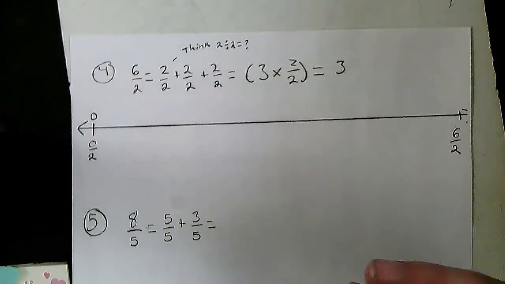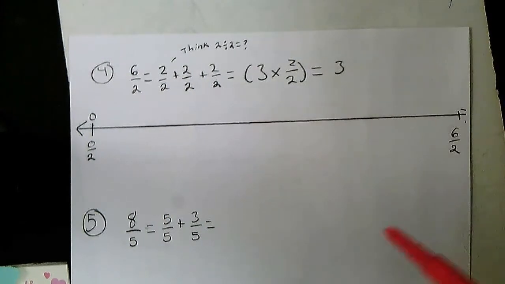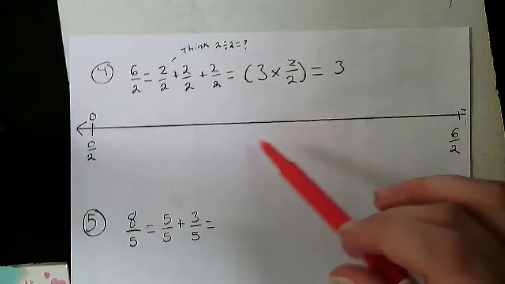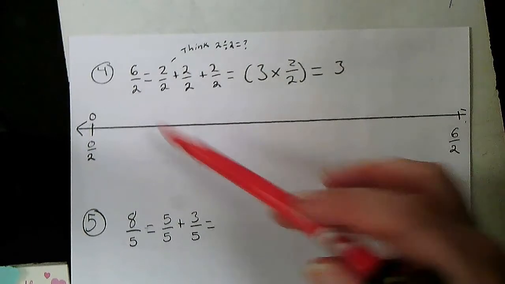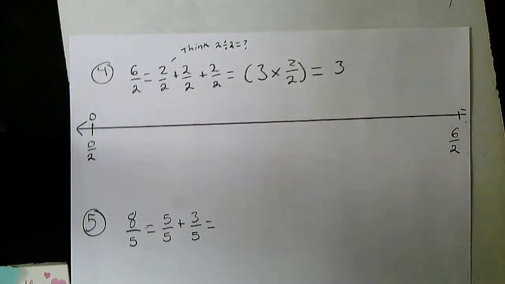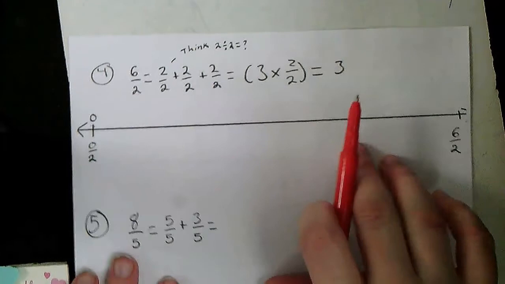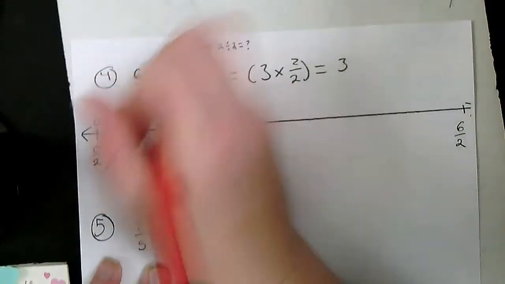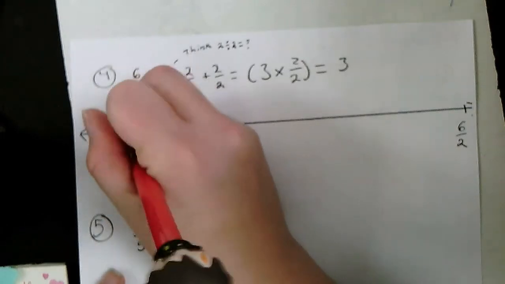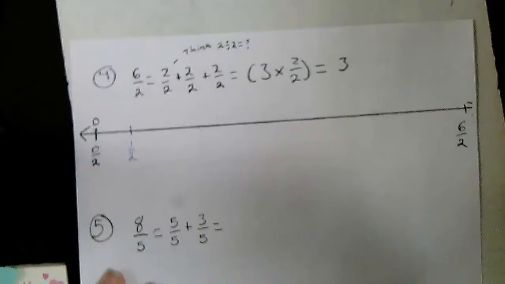Except the difference now is I'm not just going to split my line into half like I would and just count 0, 1 half, 2 halves. I have to figure out how I can split my line into halves and get all the way to 6 halves. So to do that, I know I start at 0 halves, and then I'm going to add 1 half. 0 halves plus 1 half would just give me 1 half.